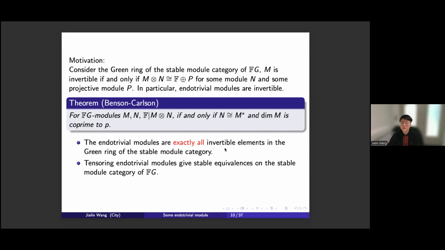What I want to point out is that they are interesting objects in the module category, and that's one of the reasons we want to study them.